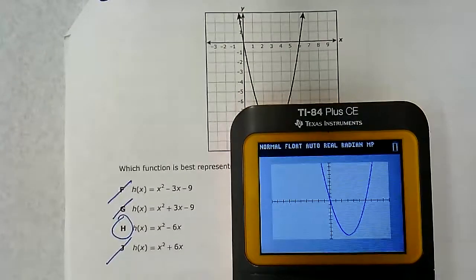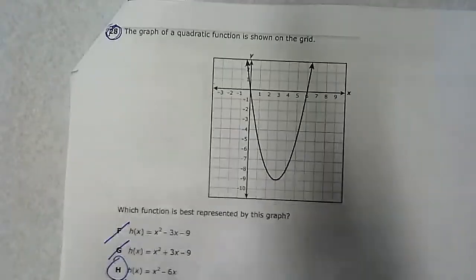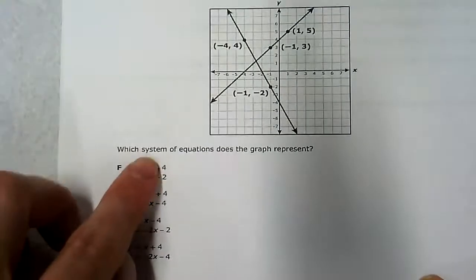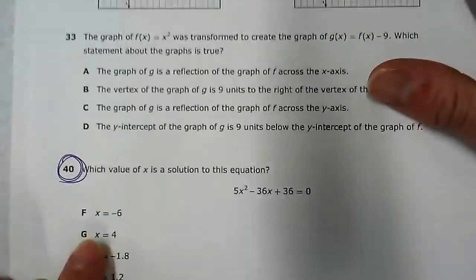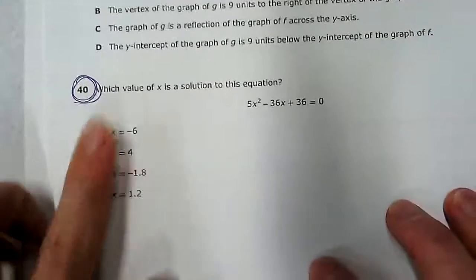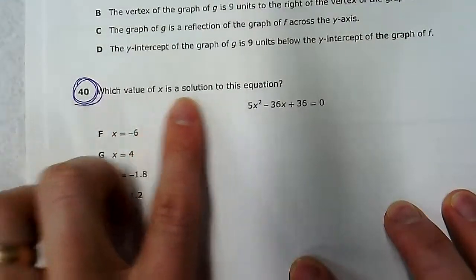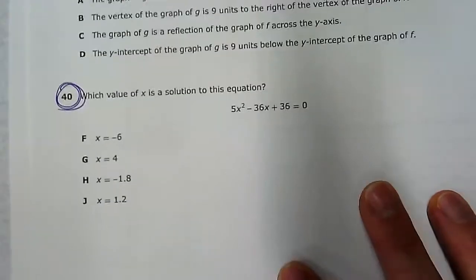All right, one more example. So I'm leaving this page, the system of equations question: plug each piece into the calculator and see if that's what it looks like. We're going to turn the page, and we're going to go to the very last question of this section. Looks like this. Which value of x is a solution to this equation?